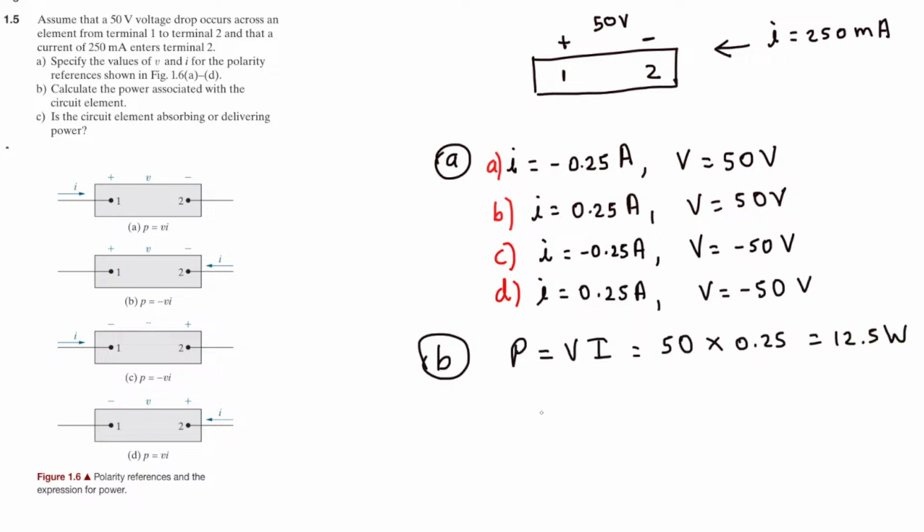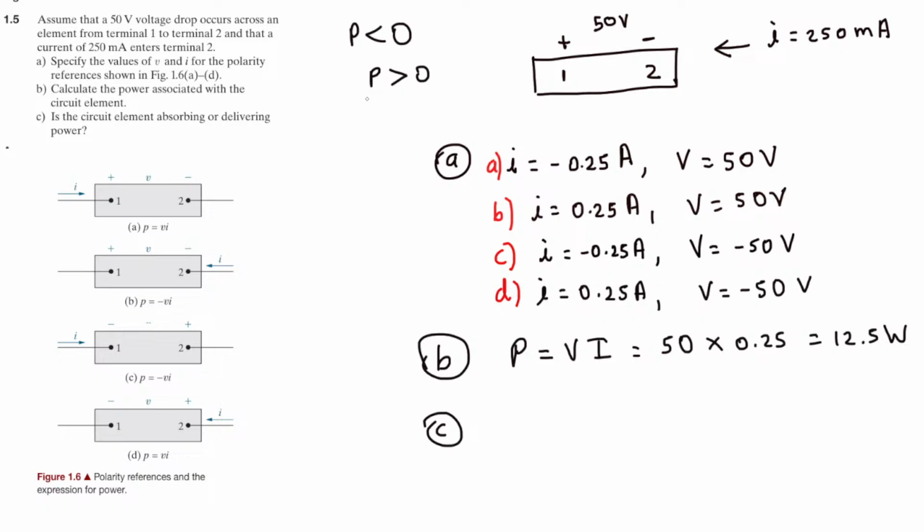And the C part is asking, is the circuit element absorbing or delivering the power? Now, to determine that, we need to know whether the power is less than 0 or greater than 0. If the power is less than 0, that is delivering. If the power is greater than 0, that is absorbing. Okay. So here I calculated this one based on the negative and positive sign of the current references you are getting. But if you assume this side is positive and calculate this one, you're going to get a positive answer anyway.